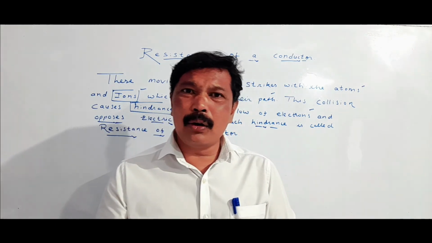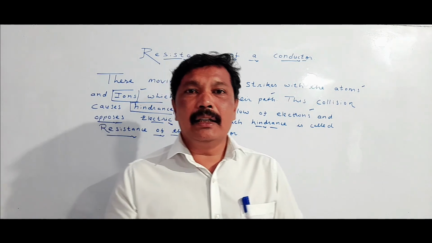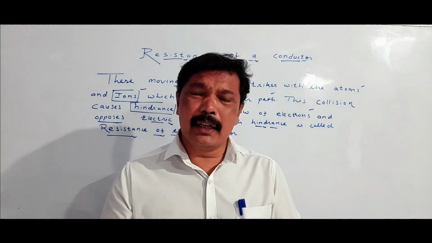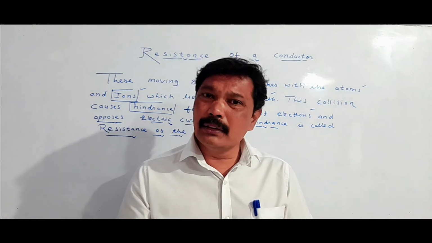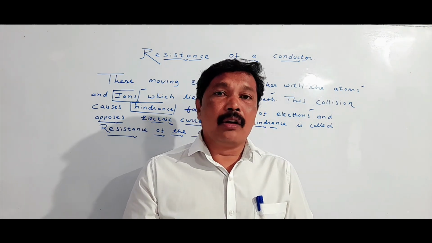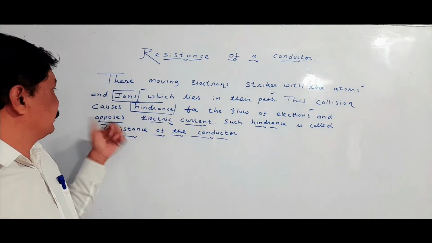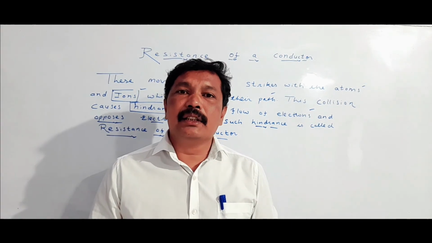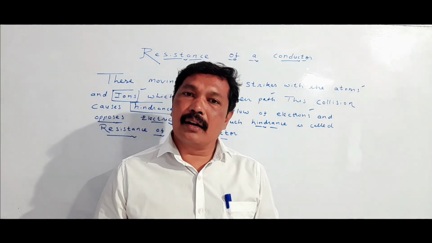The moving electrons strike with the atoms and ions present in the metal conductor. This causes hindrance for the flow of electrons. Not only does it cause hindrance for the flow of electrons, but it also opposes the electric current. Such hindrance is called resistance of a conductor.